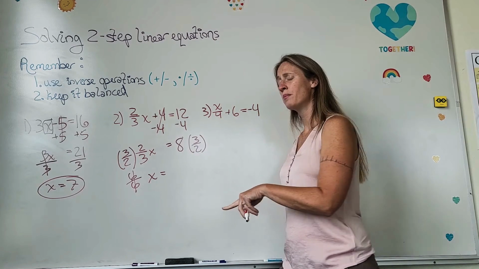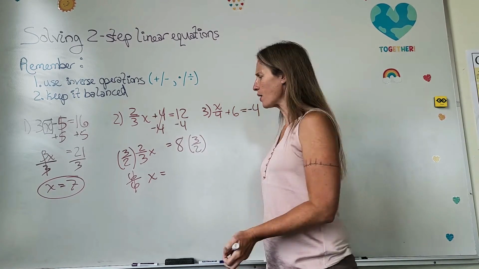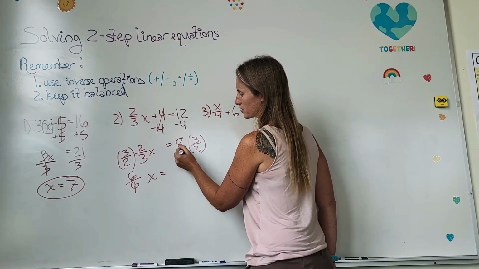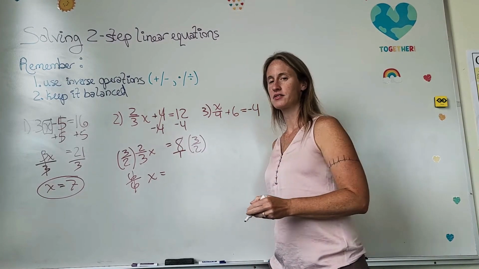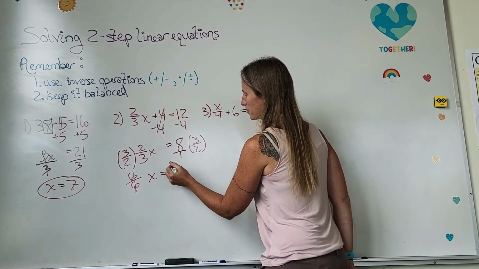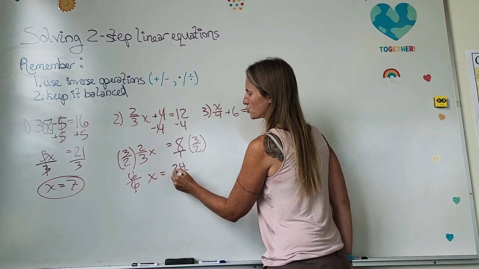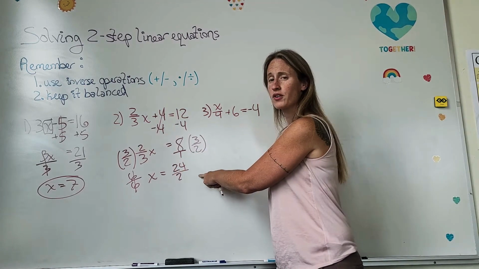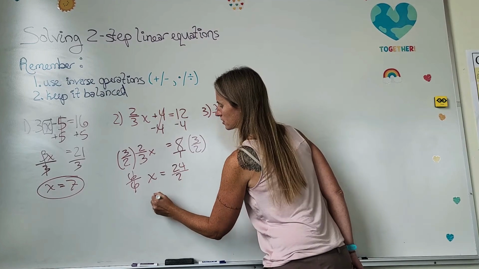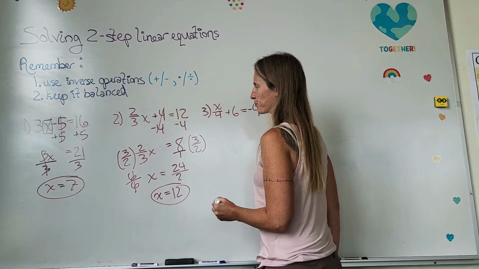Now I have a whole number times a fraction, which can be a little bit tricky. So to simplify, we're just going to turn this guy into a fraction. So 8 is the same thing as 8 divided by 1. Now we can multiply across the top and get 24, across the bottom and get 2, and then 24 divided by 2, x is equal to 12.